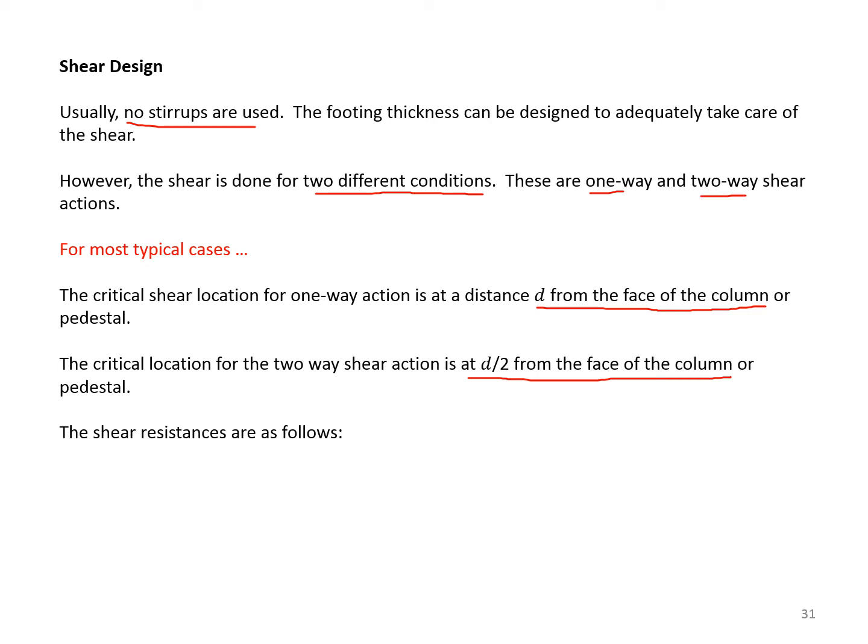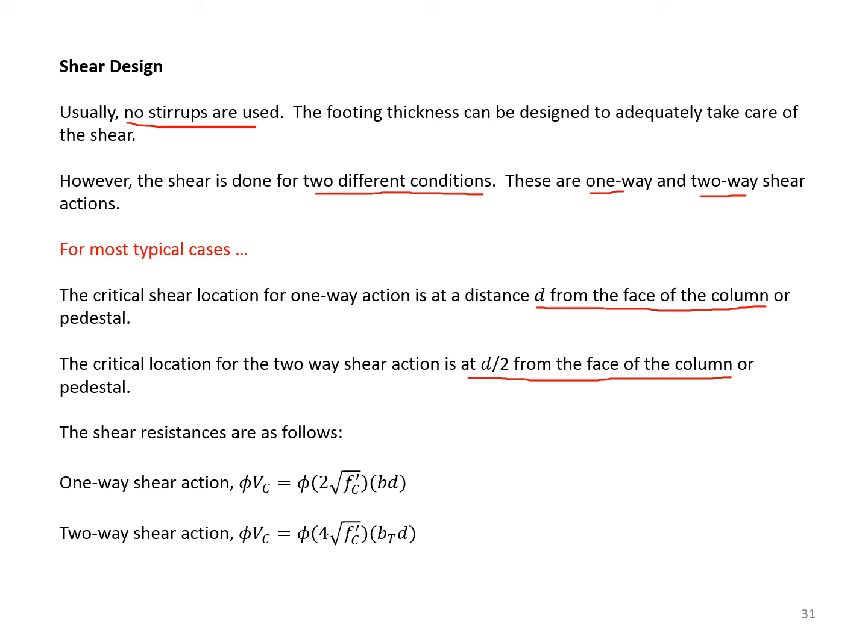The shear resistances are, for one way, phi V sub C equal to phi 2 square root of f prime sub C B D. And for two-way, as I said, for most typical cases, it is 4 times the square root of f prime sub C, B sub T times D. I will tell you what B sub T is. And remember, B is 12 inches. Phi is the resistance reduction factor.